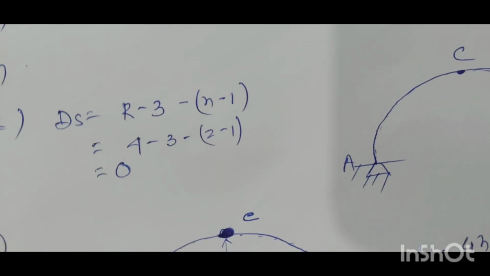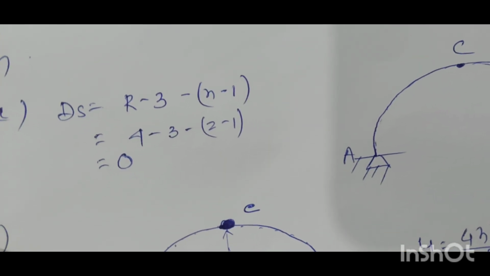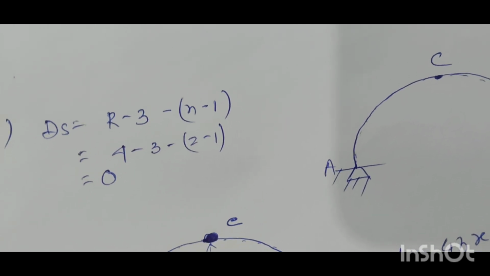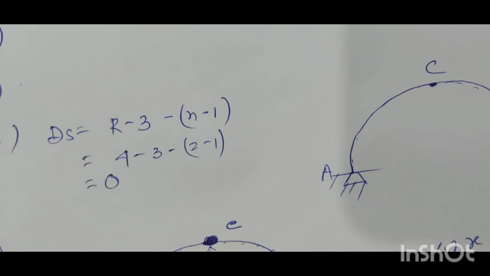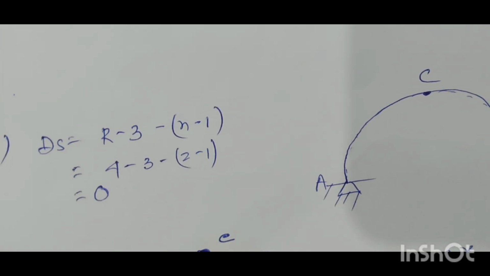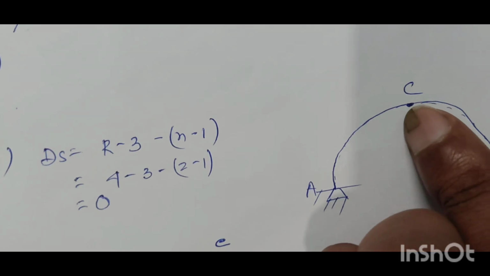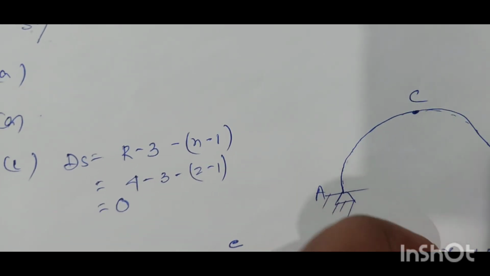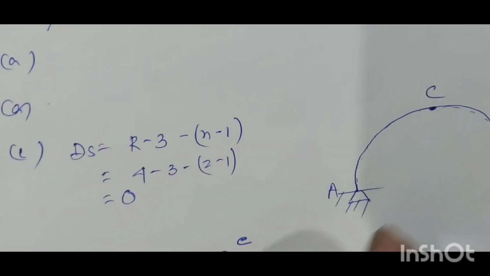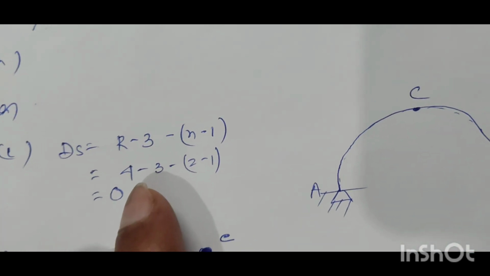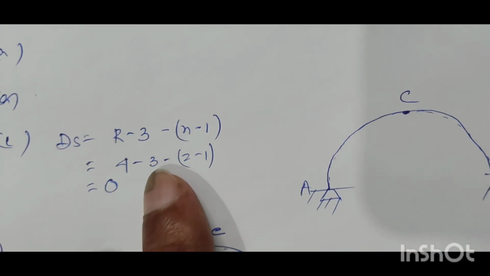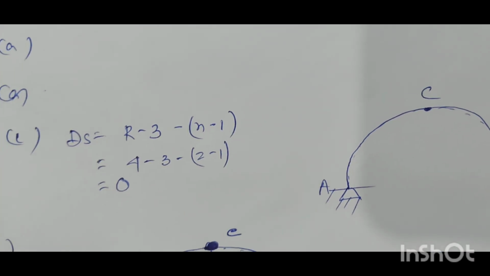Now we know the formula for degree of static indeterminacy. Ds is equal to r minus 3 minus small n minus 1. Small n is the number of members connected to the hinge, so that will be equal to 2, because at the hinge at C, two members, that is AC and CB, are connected at the crown, so n value will be equal to 2. So after putting all the values, reaction components will be 2 plus 2 equal to 4. So 4 minus 3 minus 2 minus 1. So ds value will be equal to 0.